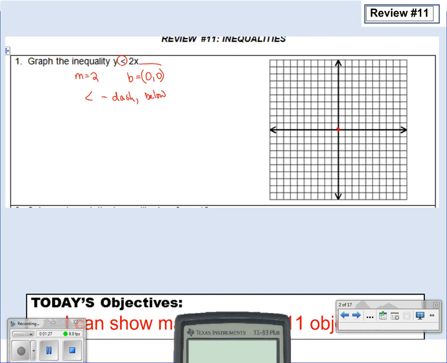So we'll start at the beginning of 0, 0. Our slope is 2. Let's make it look like a fraction, 2 over 1, so that is up 2 to the right 1, up 2 to the right 1, and so on. Starting at the origin, down 2 to the left, down 2 to the left. Connect my dots with a dashed line, and then it's shaded below, so we'll start at the y-intercept, and from the y-intercept I need to go below the y-intercept, so I'm going to shade below.